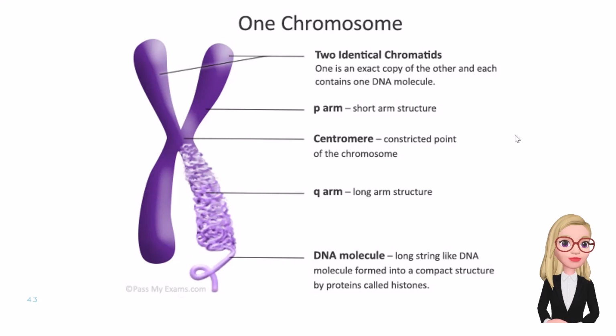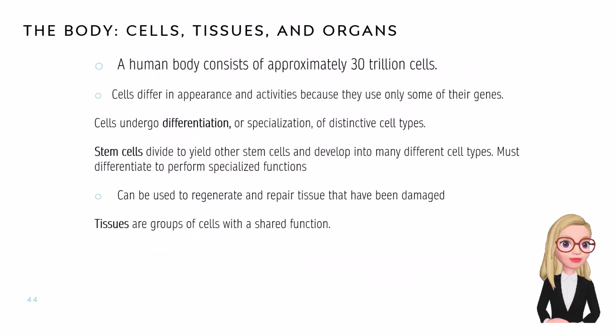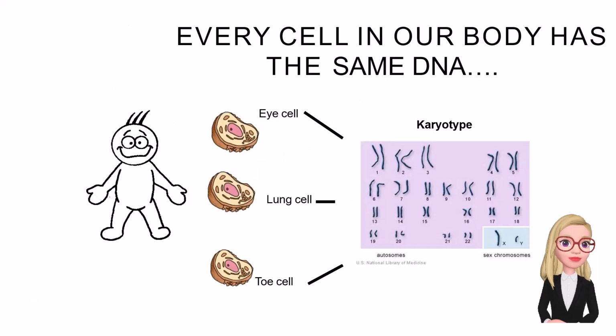So you can see the different aspects of that one chromosome, and I won't go through that. I'll let you look at that. But again, it shows you the characteristics of the chromosome. It also gives a little more information about tissue and cells, how many cells we have in our body, and that tissues are groups of cells that share a function. Again, every cell in our body has the same DNA, okay?